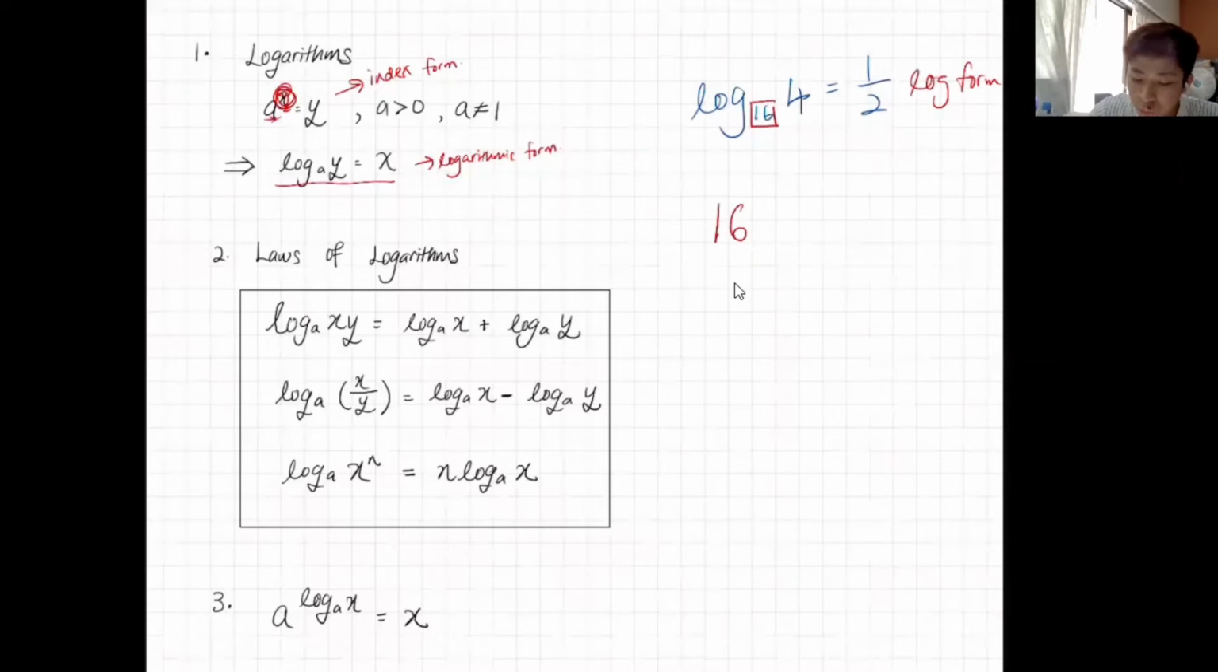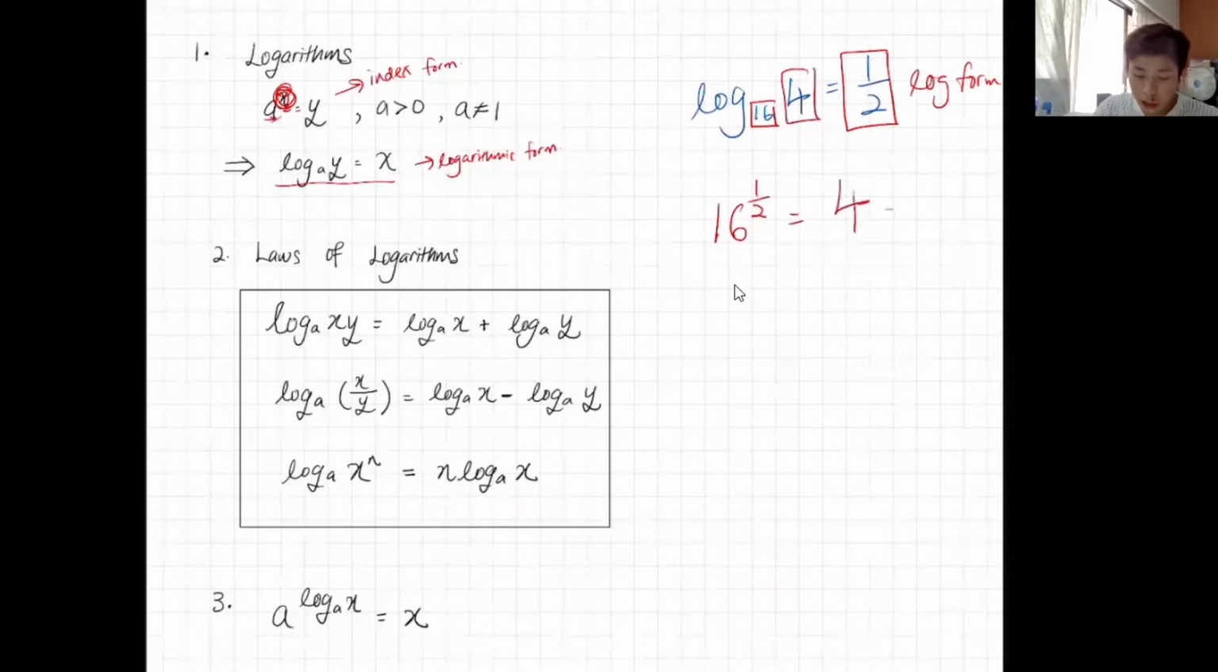Remember, I told you just now, the power, the index would be the answer for the log form. So if you reverse the process, the answer will actually be the power of the index form. You get what I mean? This half is actually the power. 6 to the power half is equal to the last thing, which is 4.